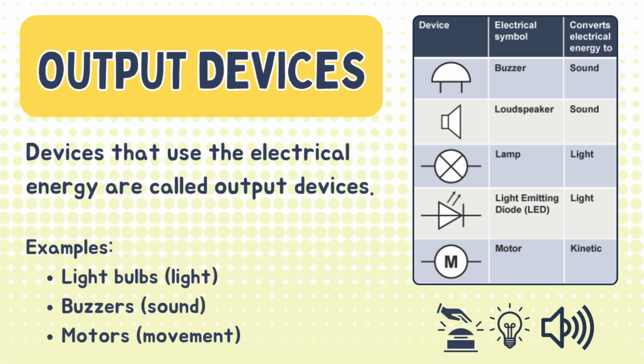The output device. Once electricity moves through a circuit, it powers something. That something is called an output device, like a buzzer that makes sound, or a motor that spins, or a light bulb that makes light. Here you can see what electrical symbols we use, how the device looks if we draw it, and what the electrical energy is converted to. Is it sound, light, kinetic, or so forth? Movement.